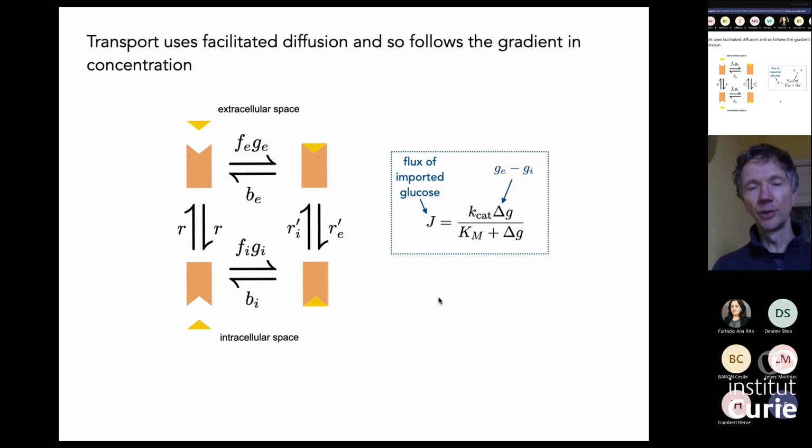So typically there would be more glucose outside the cell than inside, because inside the cell yeast phosphorylate the glucose, which prevents it from binding the transporter. And then you can think of this transporter as providing a flux, which we can describe with a Michaelis-Menten type equation, but where the substrate is this gradient, or this difference in glucose concentrations between the inside and the outside.